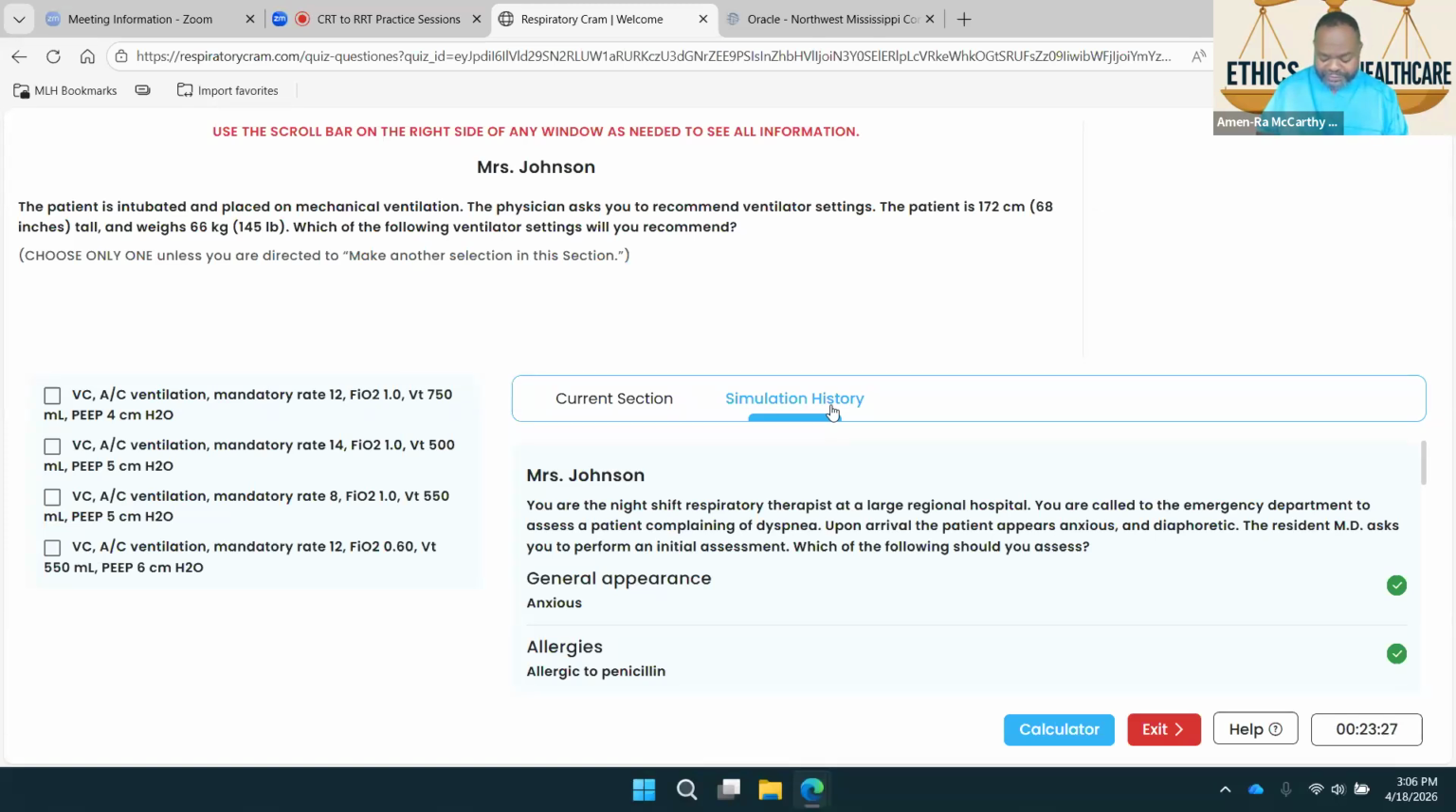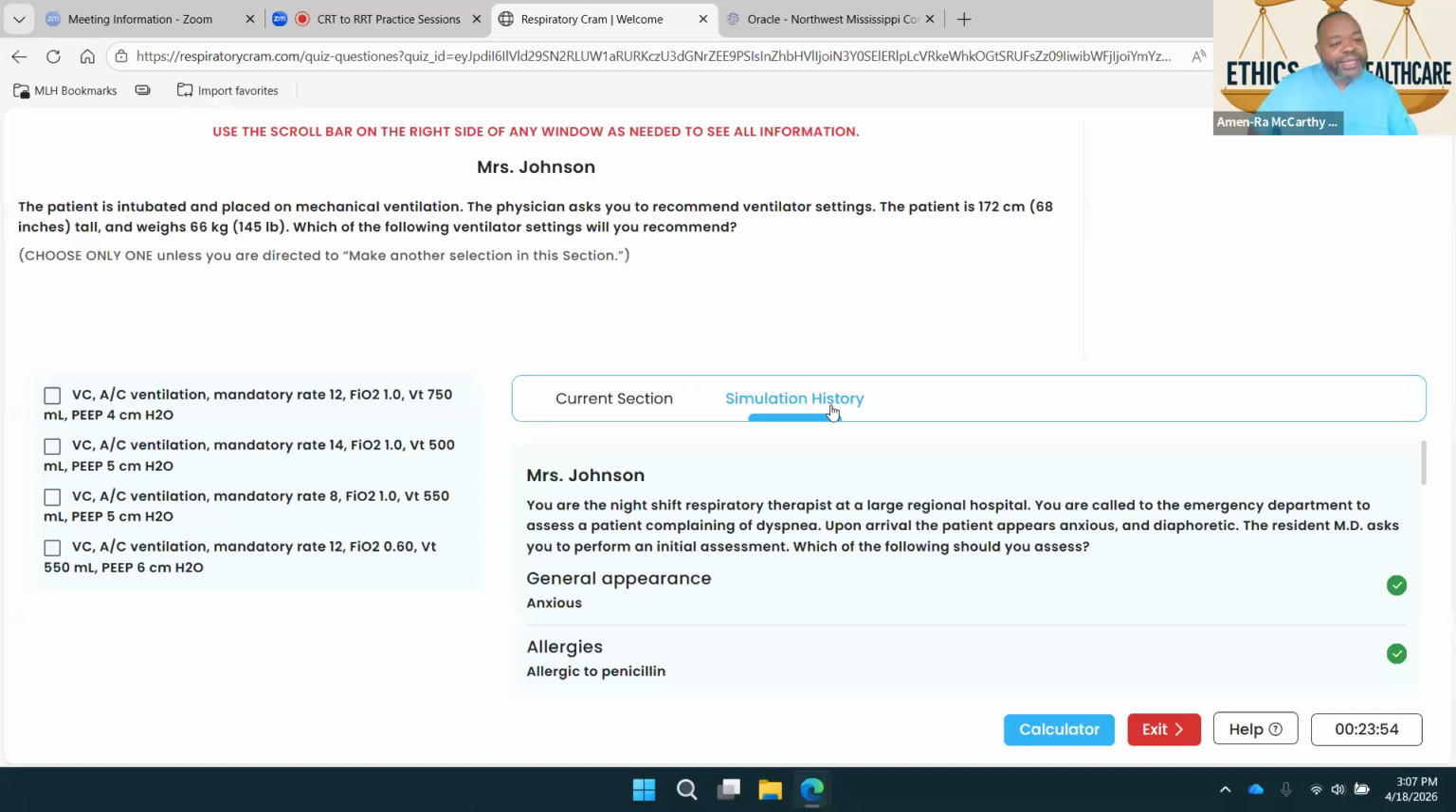So 66 times 6 is 396. And then 66 times 8 is 528. All right. So her ideal body weight tidal volume range is 396 to 528. Now we're ready to look at our choices.